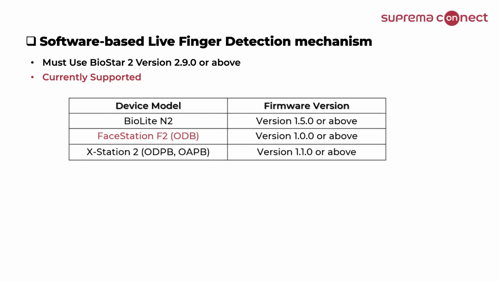BioStation F2 ODD model, obviously, because it's fingerprints, version 1.0.0 or above. Lastly, XStation 2 with ODPB or OAPB model with firmware version 1.1.0 or above as well.